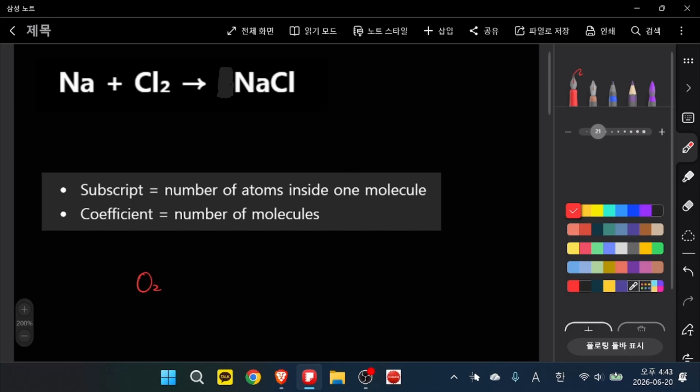A coefficient is the number written in front of a chemical formula. It tells us how many molecules we have. For example, 3 CO2 means 3 molecules of carbon dioxide.